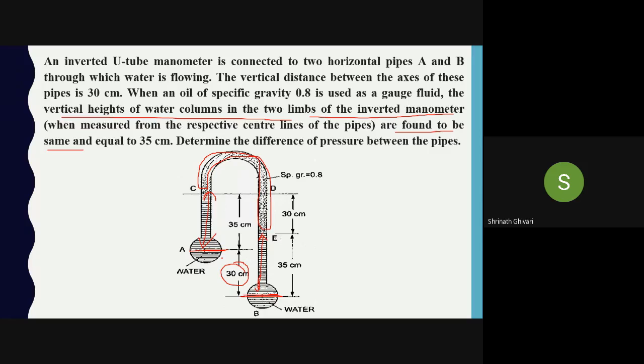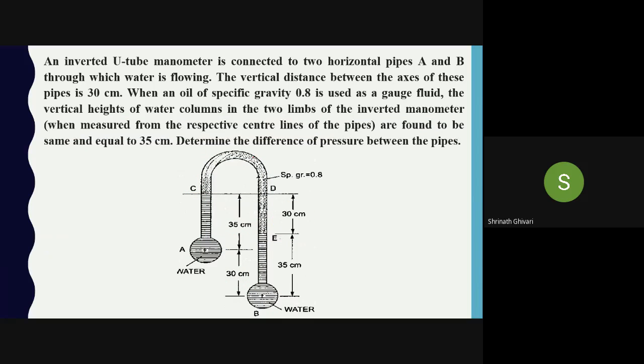What same? See, from the center, 35 centimeter to the level of oil. Next, in the left limb and in the right limb, where is the level of oil? Here. Then what is the distance? 35 centimeter. Remember, when measured from the respective center lines of the two pipes, from where we measure to the level of oil. This is the level of oil in the right limb. This is the level of oil in the left limb. From here it is 35 centimeter, from here it is 35 centimeter. So the remaining you can calculate, 35 plus 30, so this will become 30 centimeter.